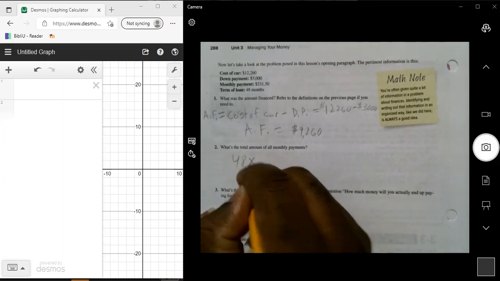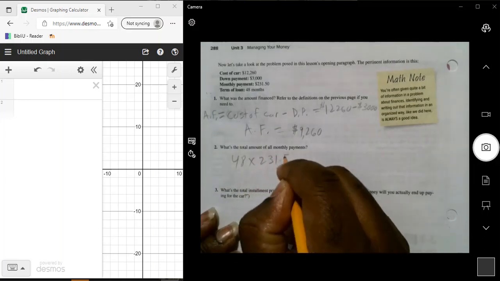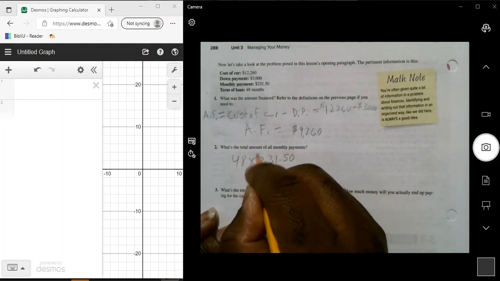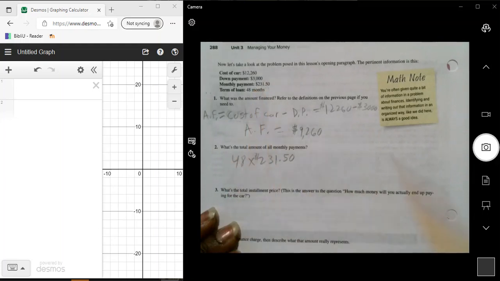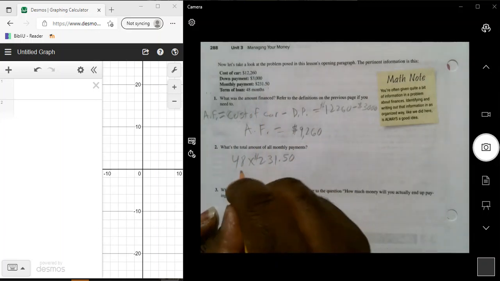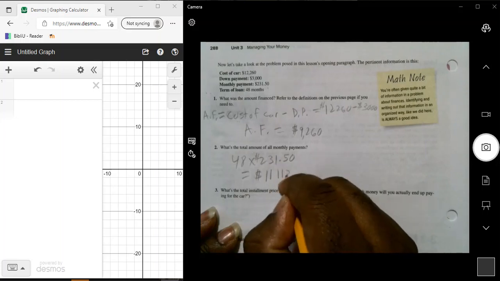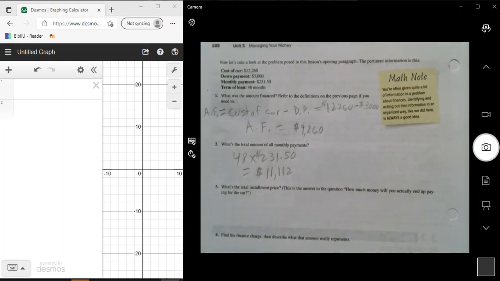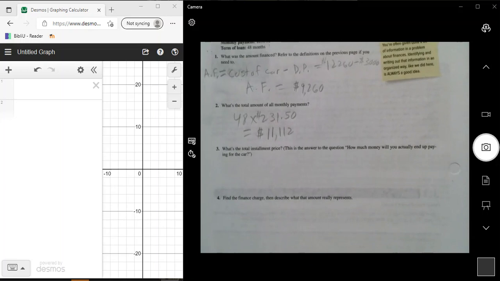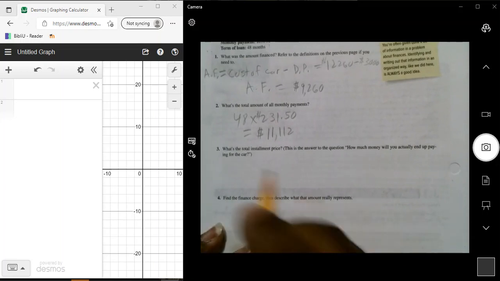Now, number two, what is the total amount of all monthly payments? So it's 48 months times $231.50. Now, when we multiply all of that out, that will give us $11,112.